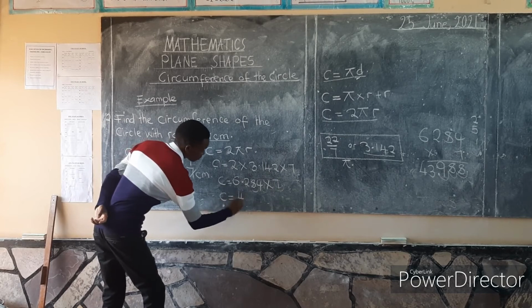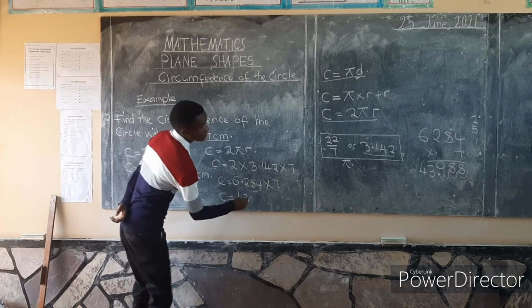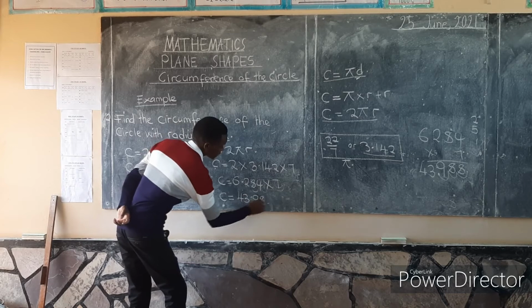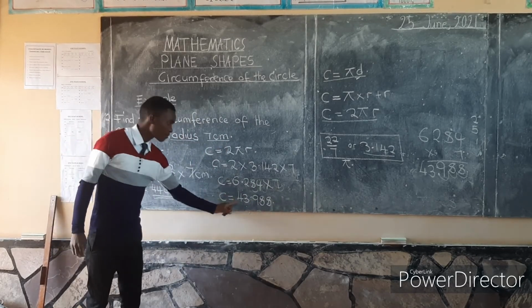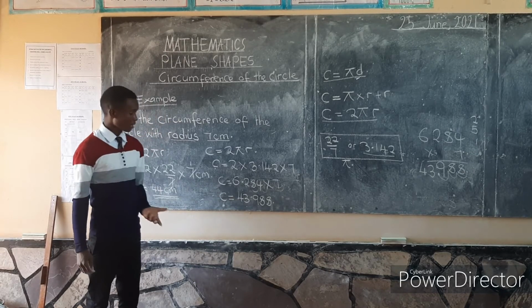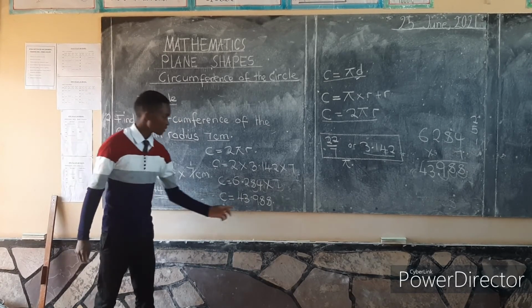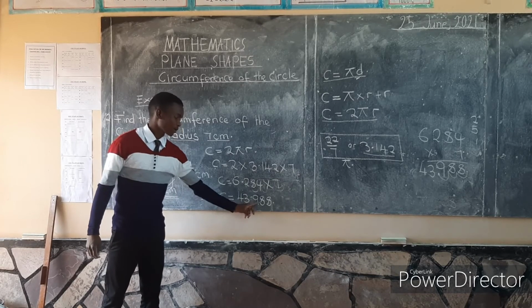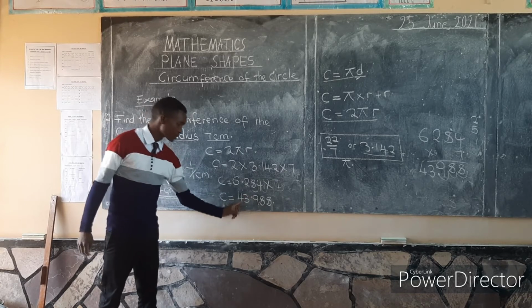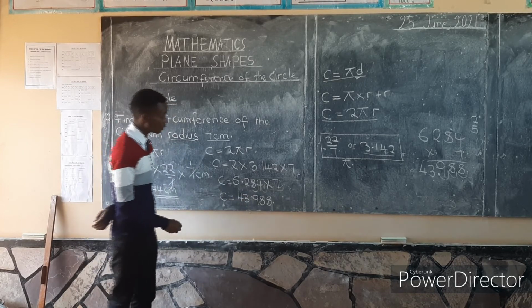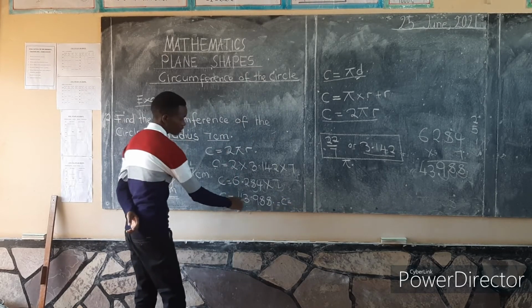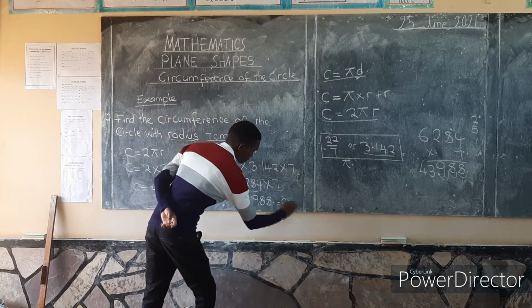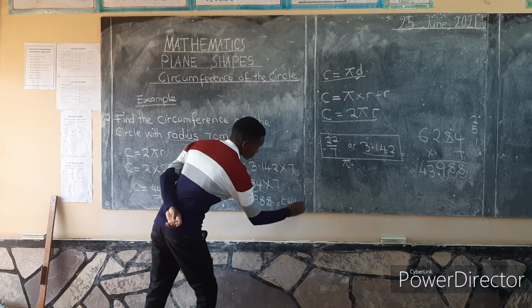Circumference is equal to 43.988, of which I can round off this number to the nearest whole number, where I'm going to have a 3 and here I have a 9, which is bigger than 5. So I'll get a 1 from the 9 and put it here. So therefore I'm going to have circumference is equal to 43 plus 1, I'll have 44. 44 centimeters.